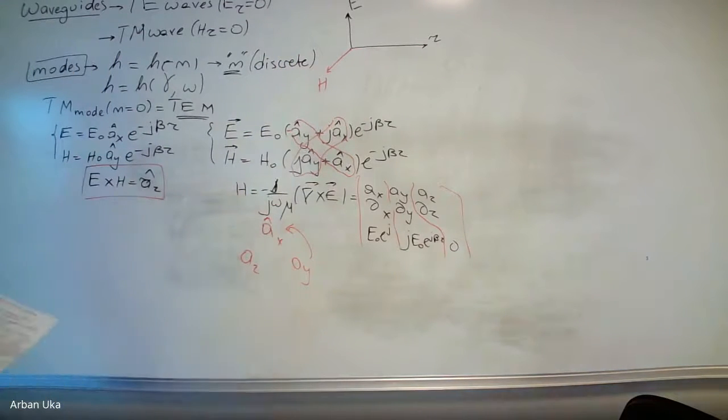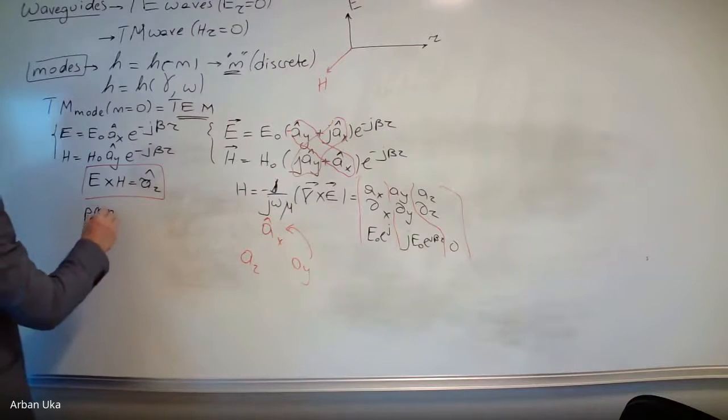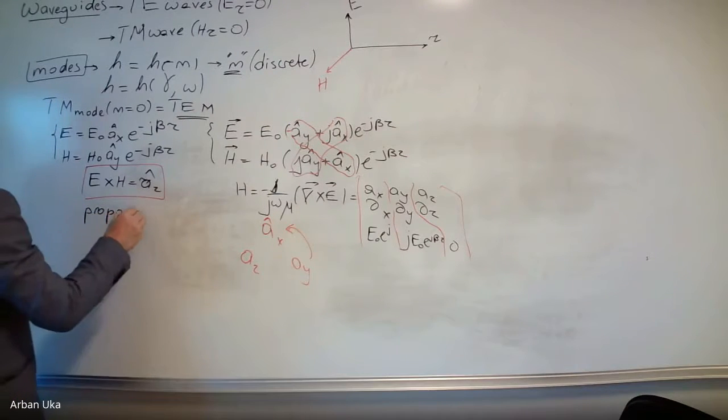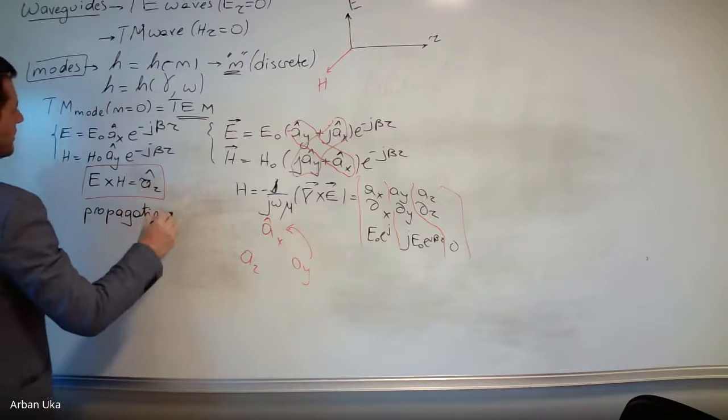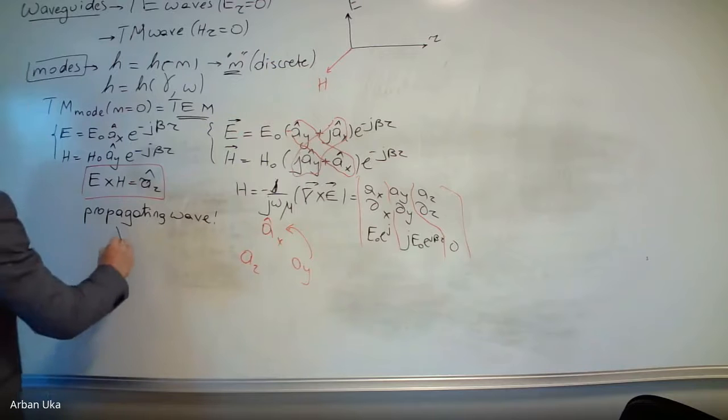Here we can have different discrete values, and we should not forget that the waves in the waveguide, we want them to be propagating, okay? So we want a propagating wave. But now, what is a propagating wave?